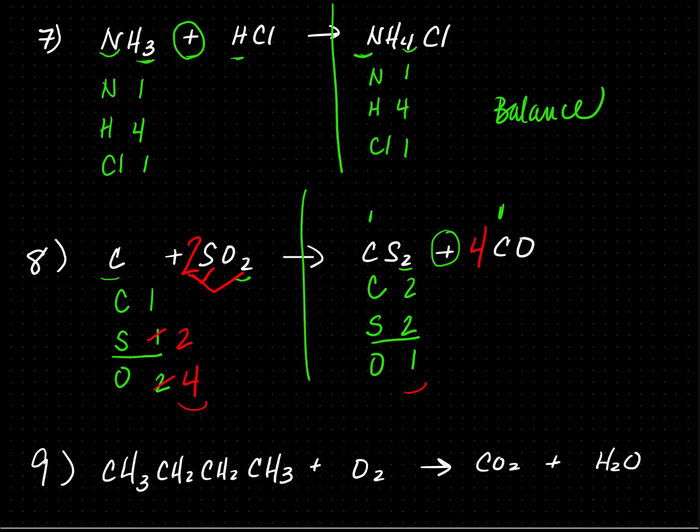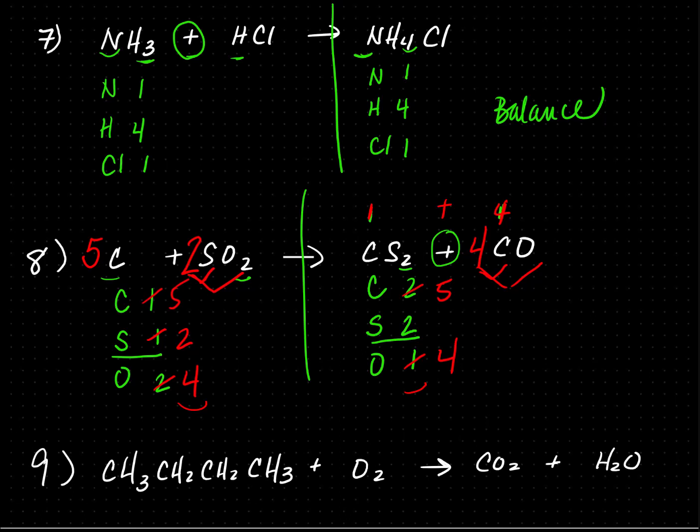When I put a 4 in front of CO, there are 4 carbons. 4 times 1, and then there's a carbon from CS2, total of 5 carbons. 4 times 1 oxygen will give you 4. So my oxygen and sulfurs are balanced, but not my carbon. So I need to put a 5 in front of C. So this is 5. So my coefficients are 5, 2, 1, 4.